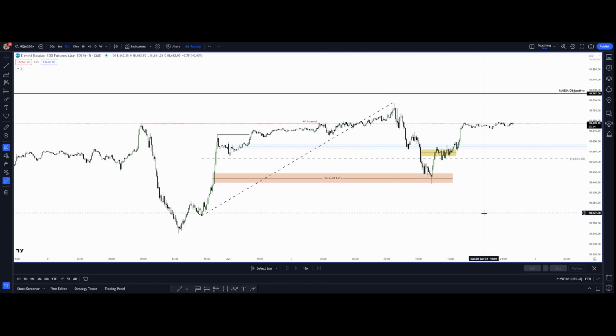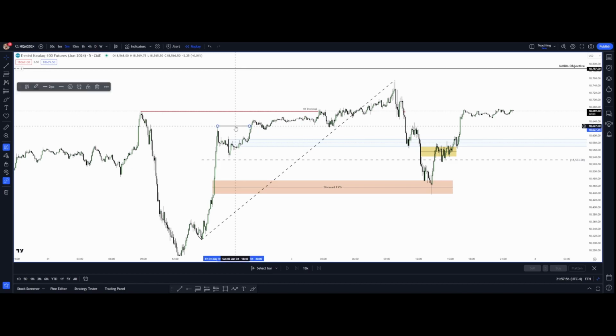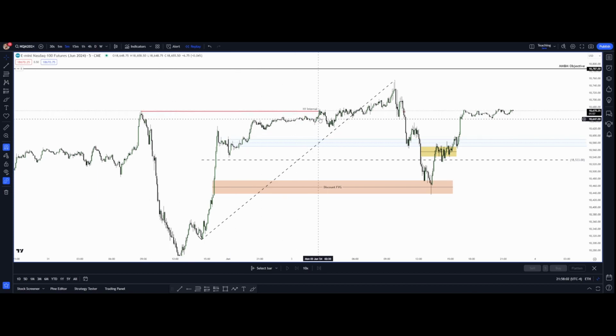So before the market opened today, at New York open, a couple of things just struck my eye. First thing was the short-term buy side was already taken. Then the H1 internal buy side was also taken out before New York opened. So I'm going to delete all that.